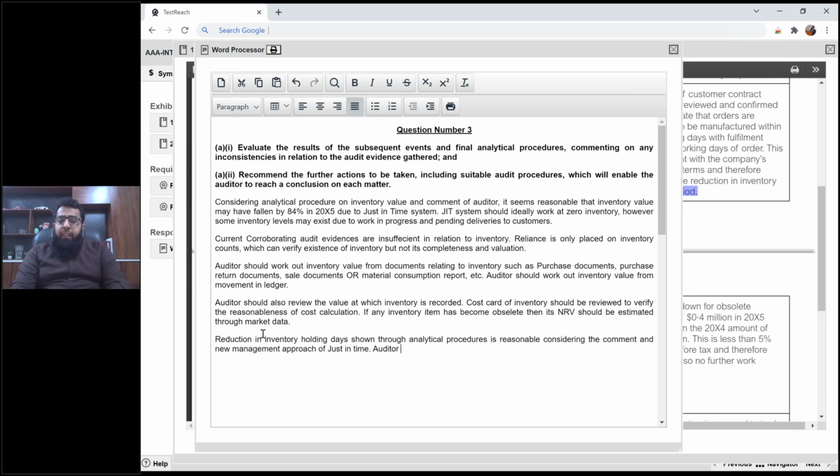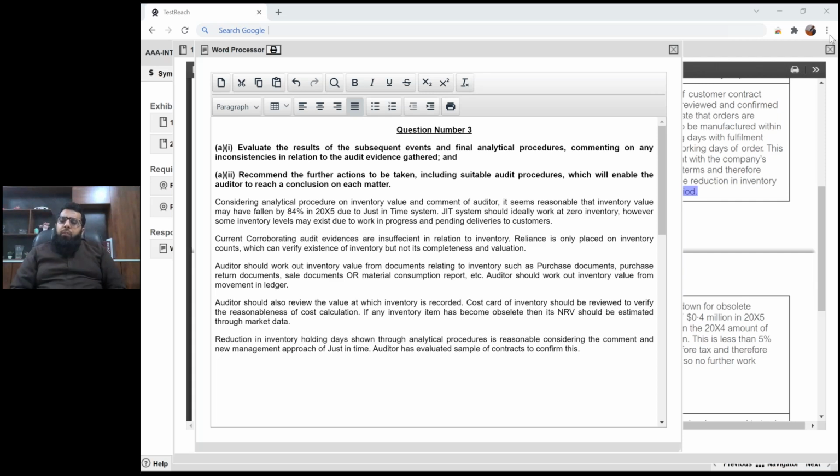Auditor has evaluated a sample of contracts to confirm this. Obviously, inventory holding days is not a representation of the whole year's inventory. If you know the formula of inventory holding days, we pick up the closing stock and divide it by the cost of sales. So the inventory days is obviously not of each order, it is an average.